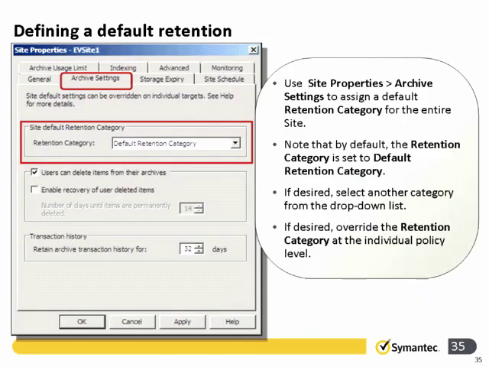Now, the next thing that you can do is go to the site and set up what default retention category you want for all the items in a site. And again, they can be overridden by settings at different levels. But this is looking at our site property dialog box for EV Site 1. On the Archive Settings tab is where you specify what you want to have for the default retention category for your entire site.